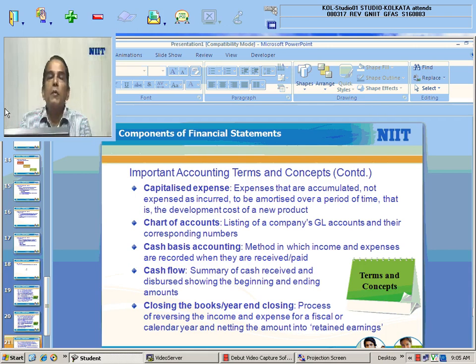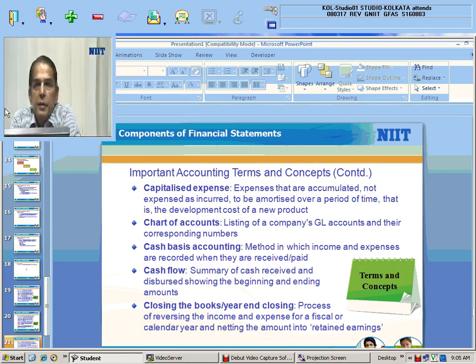Like cost of development of a new product. When a new product is getting developed, a lot of costs are incurred over a period of time. These expenses are not reflected in the P&L account straight away. They will be accumulated and, over a period of subsequent years, amortized. These are called capitalized expenses. So basically expenses are of capital nature, so they get capitalized and then amortized over a period of time.